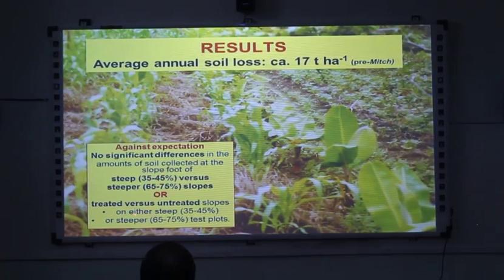plots, or the treated versus the untreated plots. And technically, the textbooks tell you there should be significant differences in all those categories. But no one's looked at slopes as steep as this. And I think on steeper slopes, different things happen.